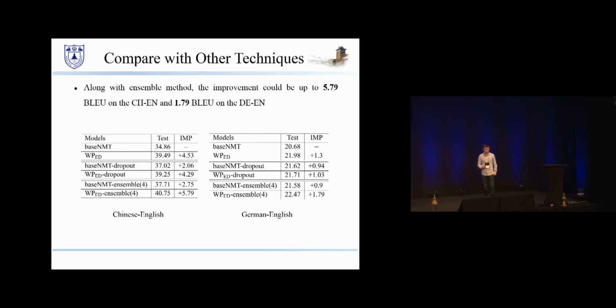We also perform experiments to compare our method with other training techniques, such as dropout and ensemble. Our model obtains the highest score compared with the base model with dropout or ensemble techniques. Our model, together with the ensemble, can improve by 5.79 BLEU and 1.79 BLEU compared with the baseline model in Chinese to English and German to English, which shows that our method enjoys extra benefits besides the ensemble.